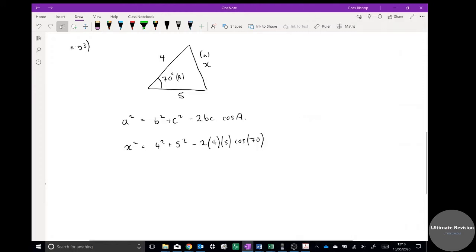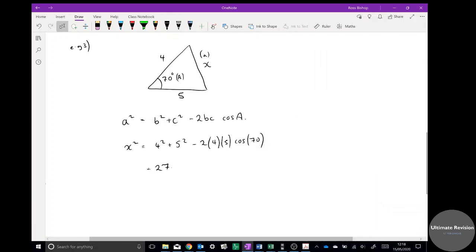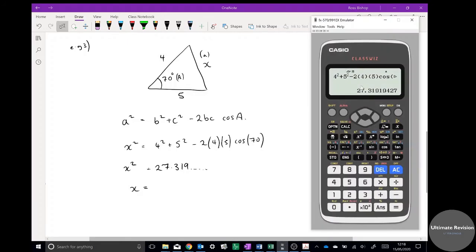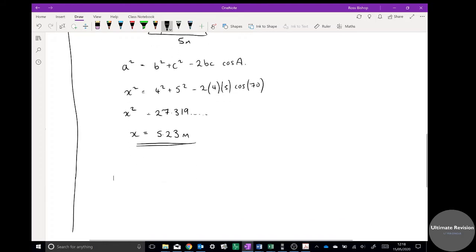Now to get x, I need to root that, don't I? So 27.319, and I'm just going to put dot dot dot to show that I'm not going to lose any accuracy. In the calculator, I'm just going to go root answer, because that doesn't lose accuracy. 5.23 to 3 significant figures. Okay, so that is using the cosine rule. Hopefully, again, a bit of a recap from GCSE.